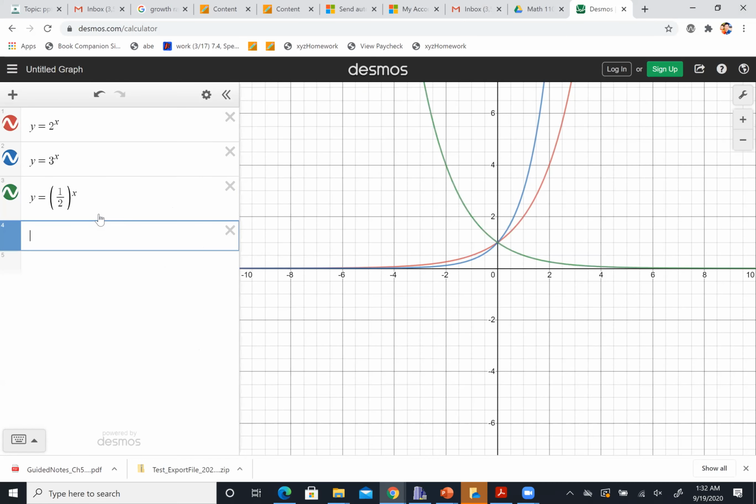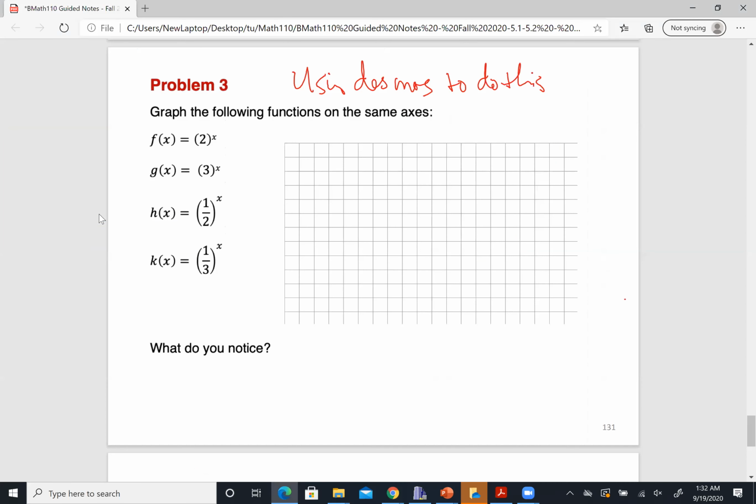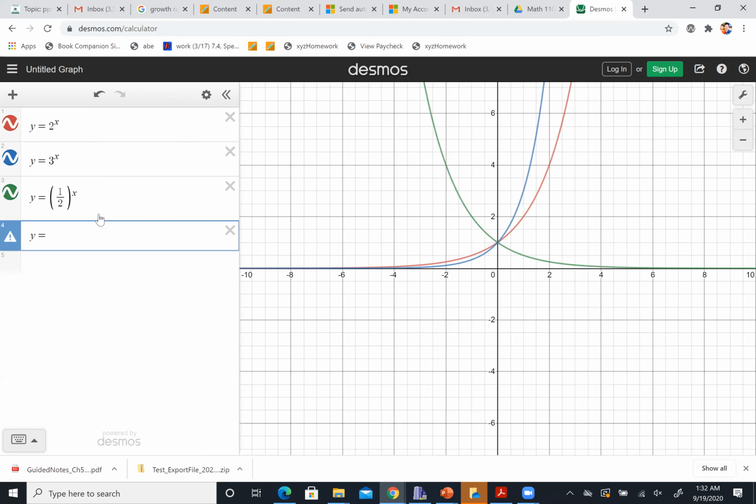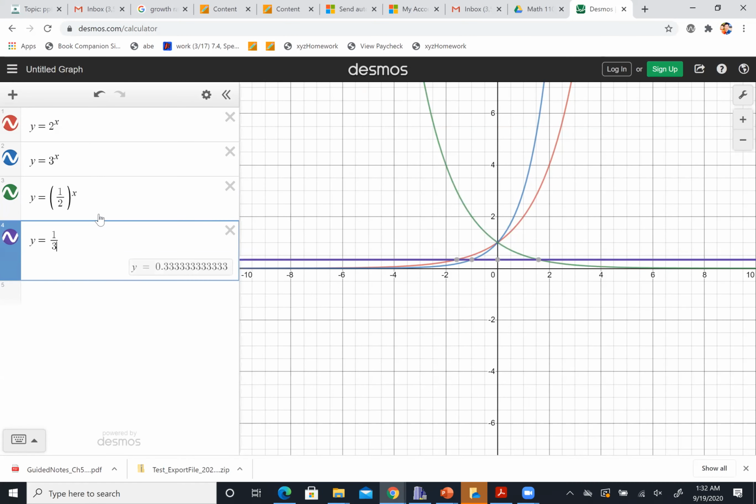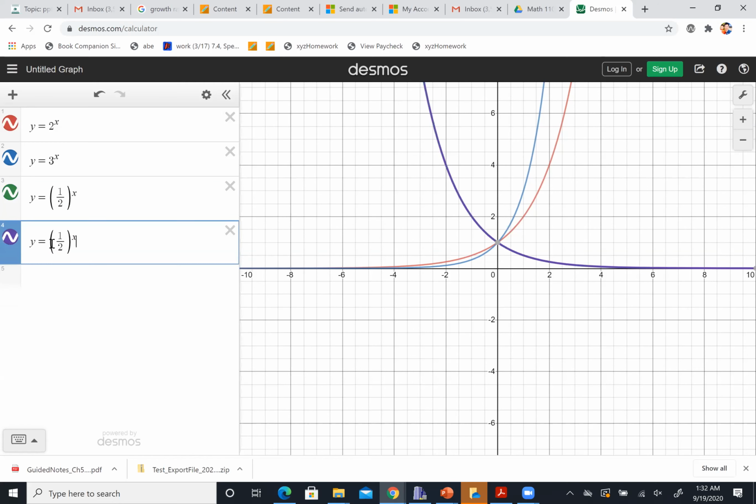Then the next one, y equal to (1/3)^x. So maybe I can copy this one and change the number 2 here to become 3.